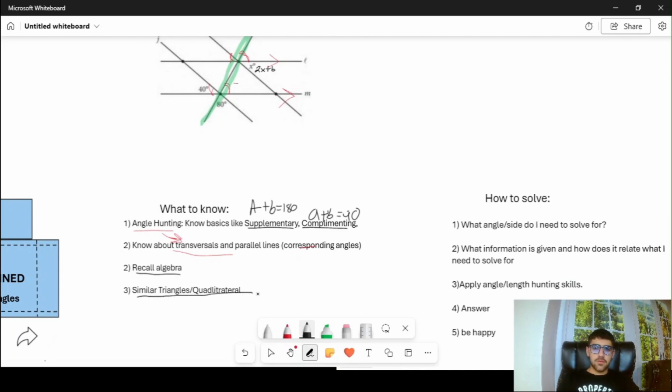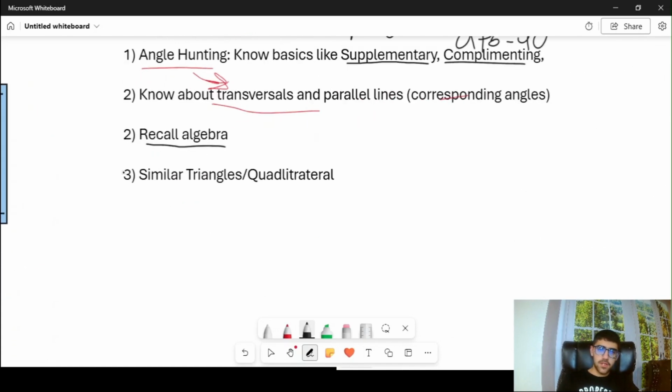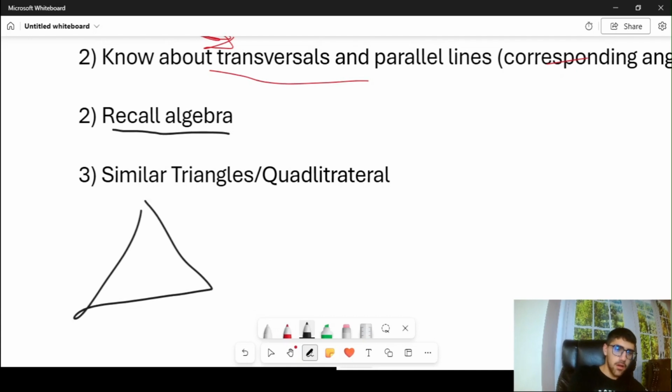And then know similar triangles and quadrilaterals. Similar just means all angles are equal.